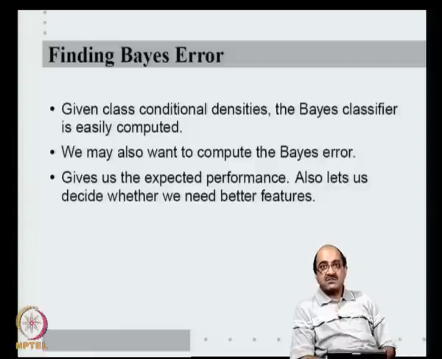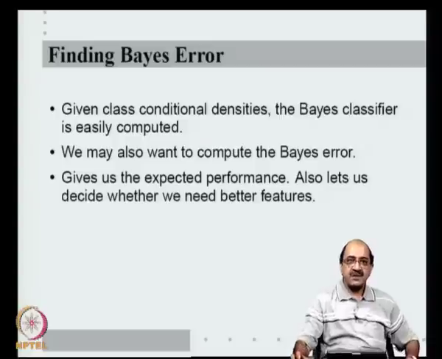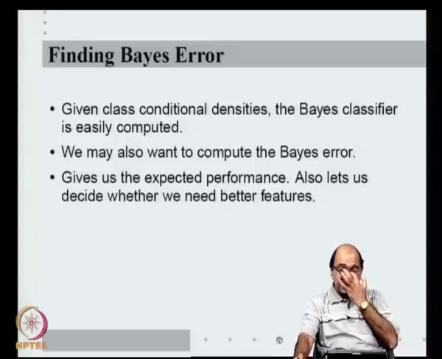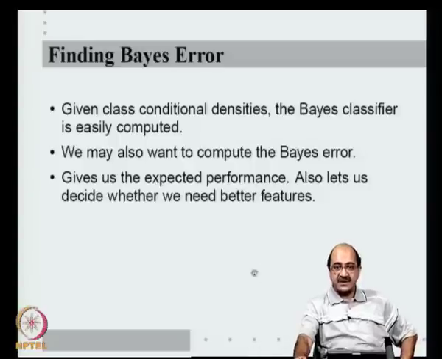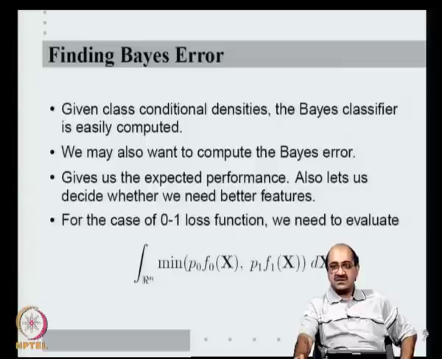Now, for example, if the expected risk or expected error rate is not within acceptable limits, then I may have to rethink my whole problem. In the sense, I may want to get better features, because with these features, this is the best performance I can get. So, finding the Bayes error is useful for me to know whether my classifier will meet the specification requirements. Okay. For the 0-1 loss function, we have already seen, when we derived the optimal Bayes classifier, that this is the error.